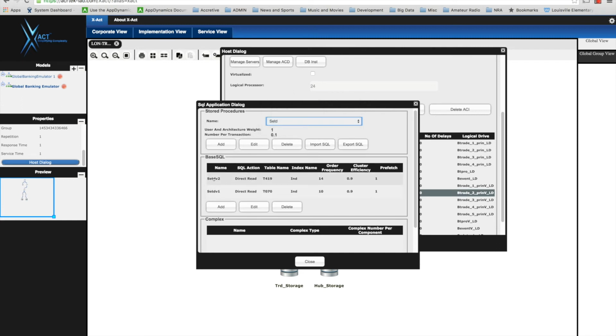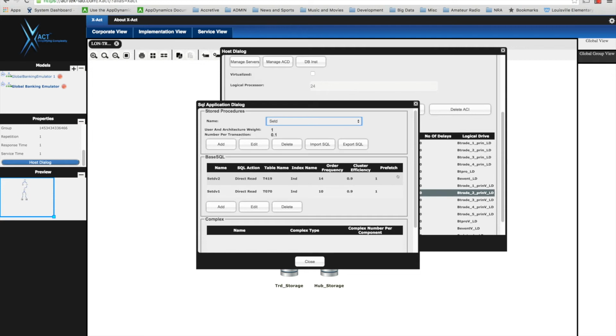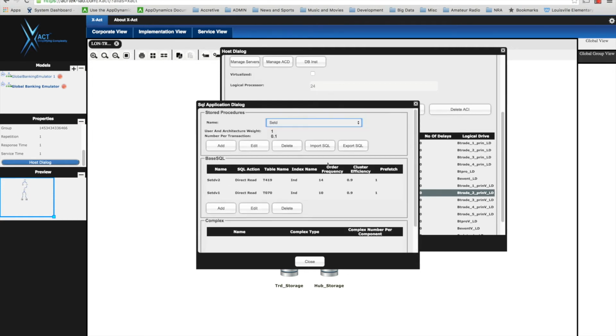We give it a name. We have a verb. In these cases, they're direct reads on a table. They use an index, how often they are used in the cluster, efficiency, whether it's prefetch or not. There is no complex SQL here.